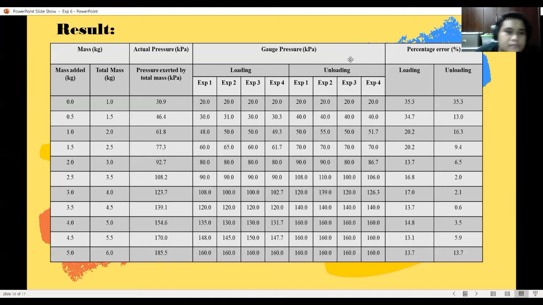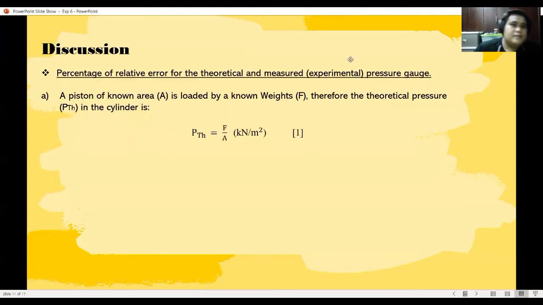Next, the total mass for 5.5 kilo. The pressure exerted by the total mass is 170 kilopascal. The percentage error for the loading is 13.1% and the unloading one 5.9%. Last one, the total mass 6 kilo. The pressure exerted by total mass is 185.5 kilopascal. The percentage error for loading is 13.7% and the unloading one is 13.7%.